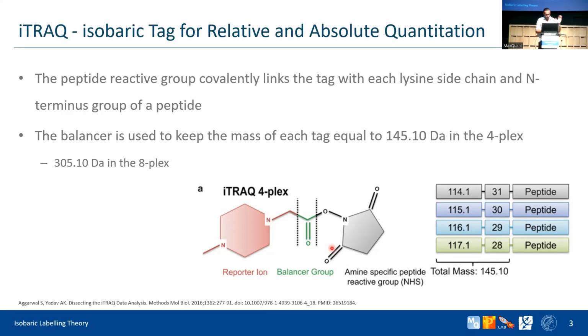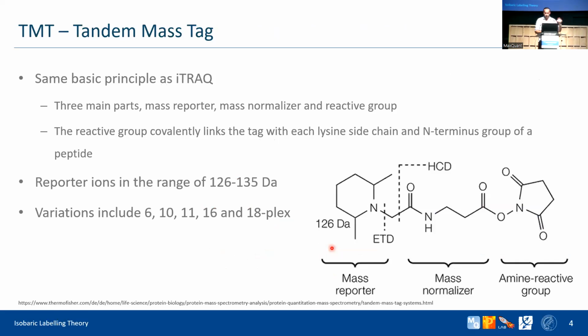So this is iTRAQ, and TMT is using the same concept. There's some chemistry magic happening again. We have 3 parts: a mass reporter, mass normalizer, or balancer group, however you like to call it, and the reactive group. Here you have the fragmentation happening, so you don't lose the mass normalizer. That's the difference between iTRAQ and TMT. And the other difference is that iTRAQ has 2 versions, 4-plex and 8-plex, whereas TMT has 6, 10, 11, 16, and 18.